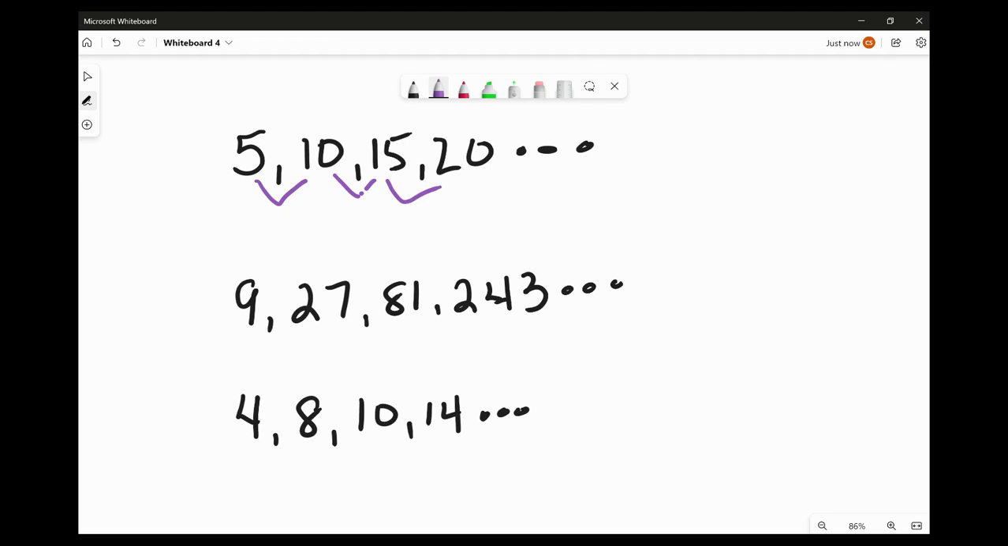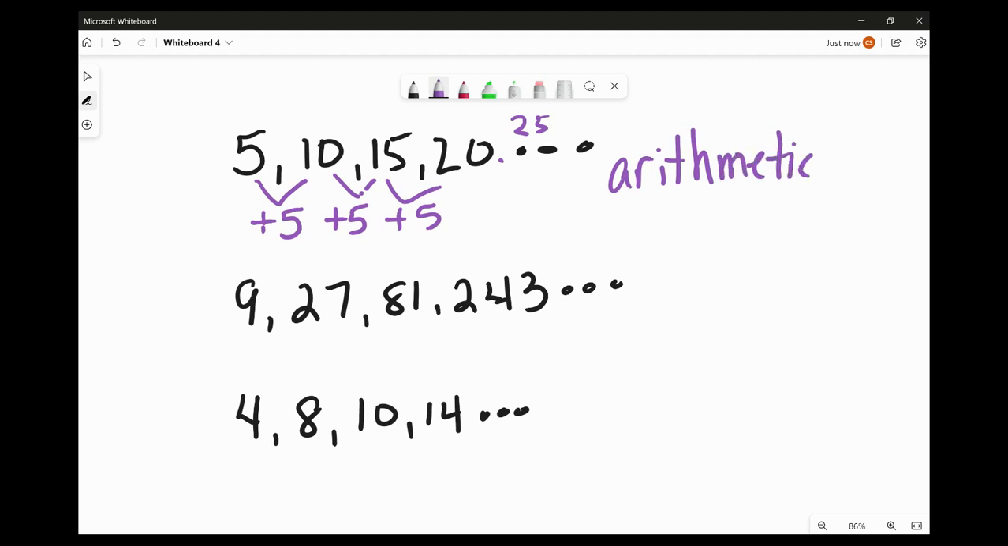So if you notice, I go from 5 to 10 and 10 to 15 and 15 to 20, and that means that we're adding 5 each time. And so I could determine the next number in the pattern by adding 5. And so the next one in the pattern would be 25. That's an arithmetic sequence because we're adding or subtracting the same amount every time. And when you make an equation for it, it's actually a linear relationship. Okay, we have a constant rate of change or a slope.